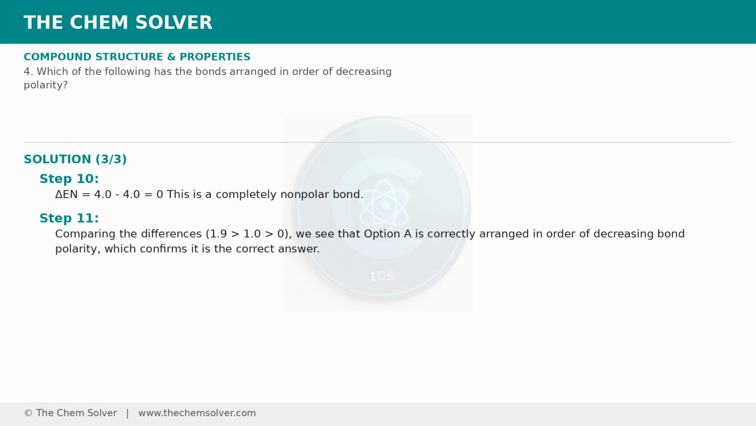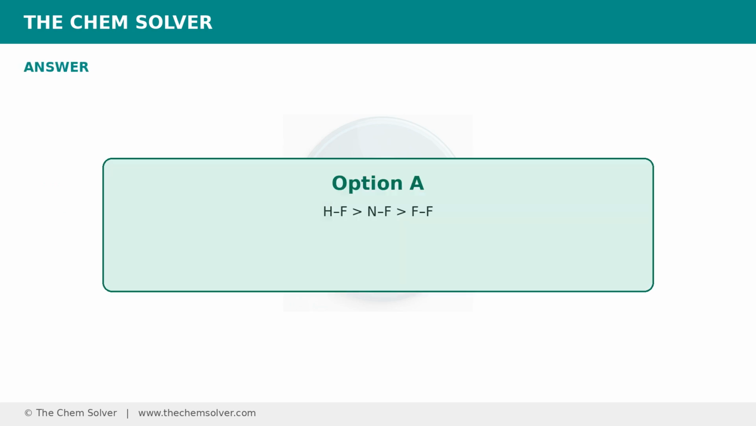Comparing the differences, 1.9 greater than 1.0 greater than 0, we see that option A is correctly arranged in order of decreasing bond polarity, which confirms it is the correct answer. The correct answer is option A, H–F greater than N–F greater than F–F.